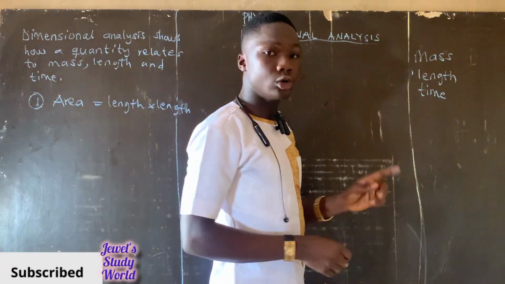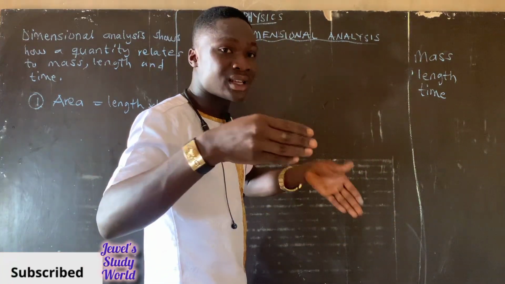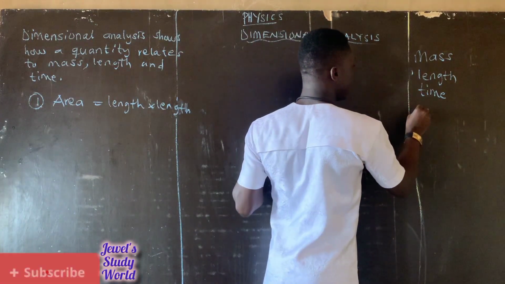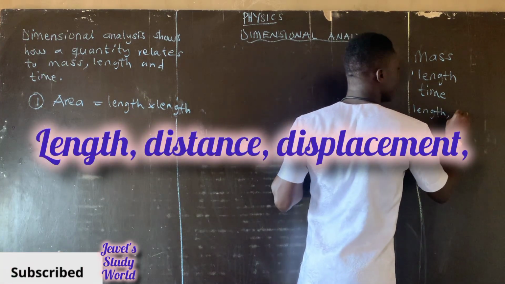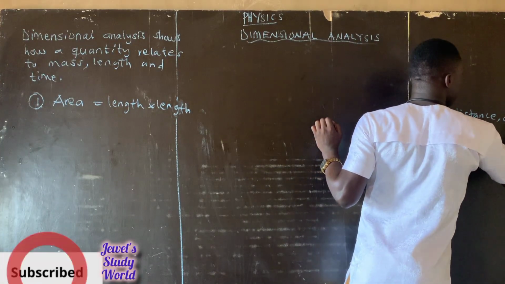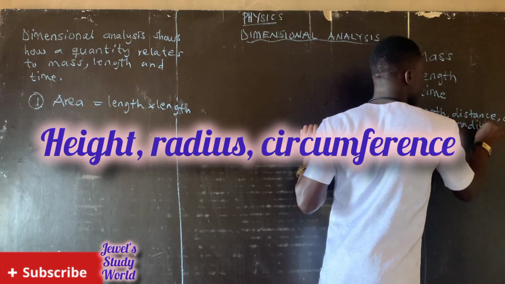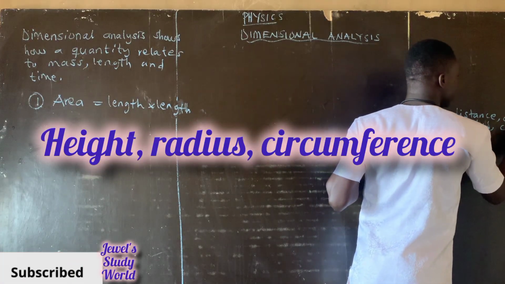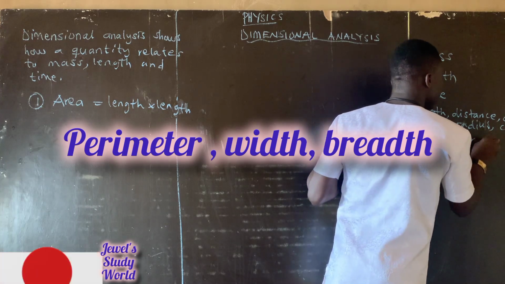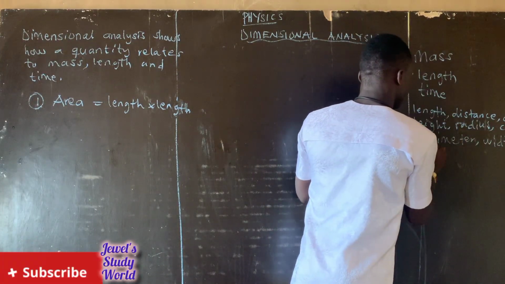But before I come here, note that the separation between any two points, or any distance, any measurement in the form of distances, all have the dimension of capital L. Let's say we have length, distance, displacement, height, radius, circumference, perimeter, width, breadth, and many others.